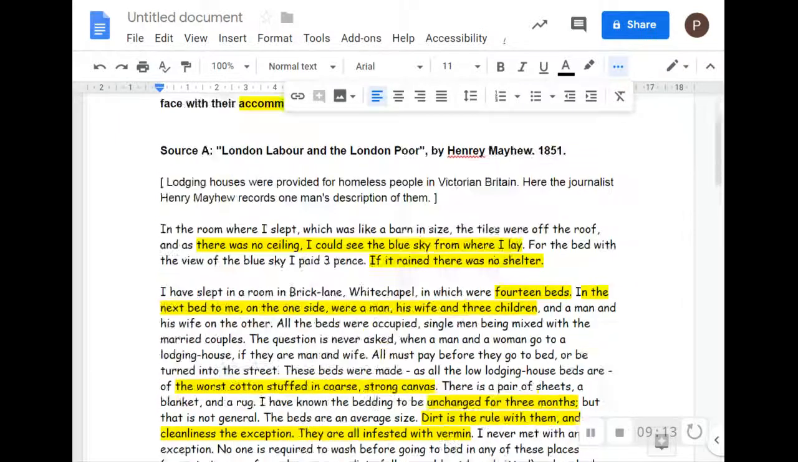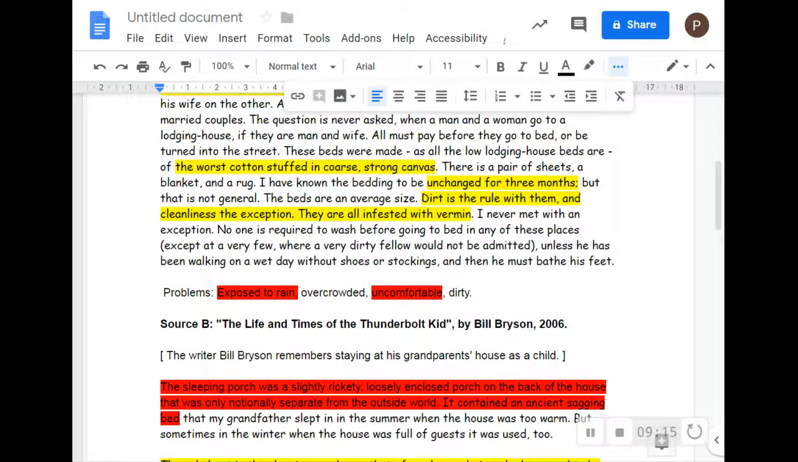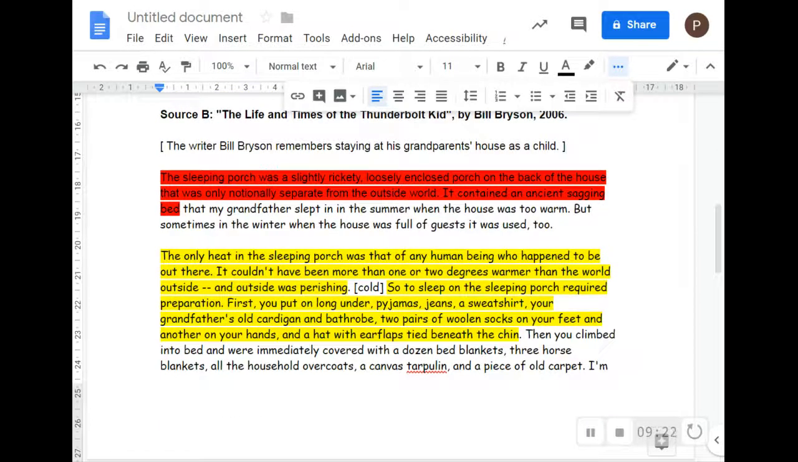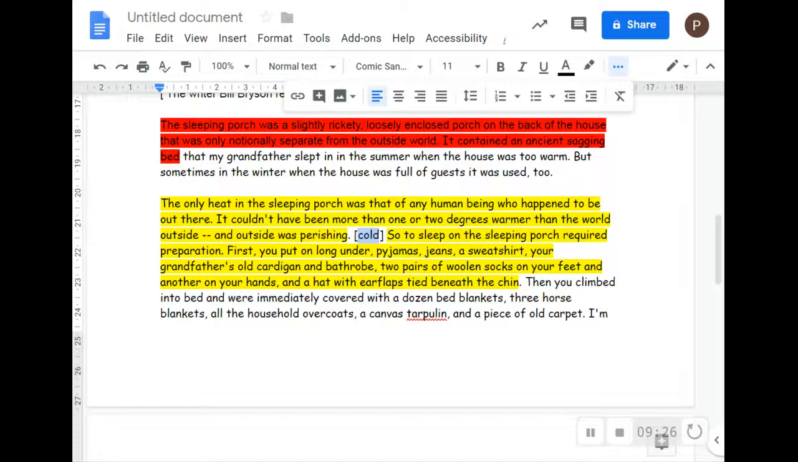So for A, problems that we came across, it was overcrowded and dirty. These are not problems we see in B. Whereas for B, we really just see that it's cold. There's nothing about it being dirty, and it's not overcrowded. It's just him.